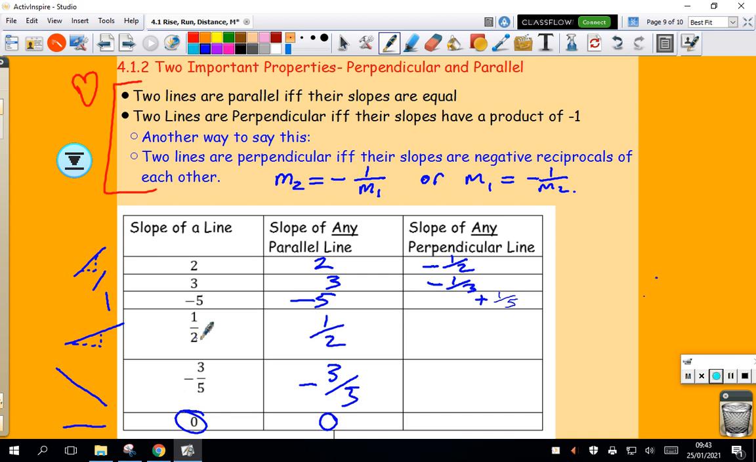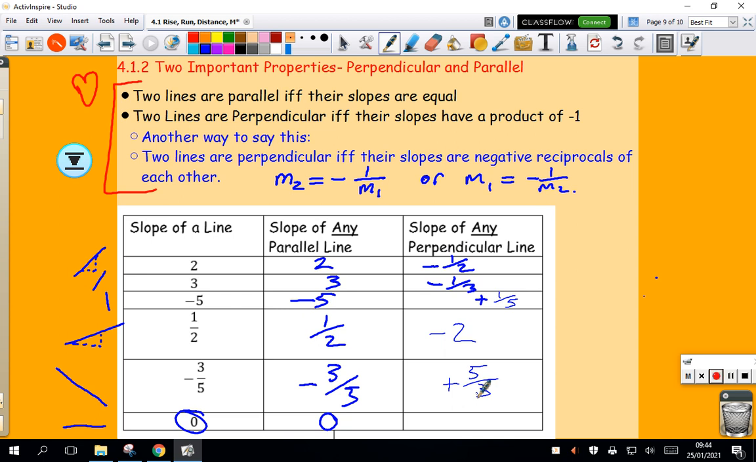If the slope of a line is 1/2, the slope of any perpendicular line will be negative 1 divided by 1/2, which will be negative 2. We just flip the fraction, change the sign. Flip 1 over 2, we get 2 over 1, which is 2. Change the sign to negative. If the slope of a line is negative 3/5, the slope of any perpendicular line, change the sign to positive, flip the fraction, is going to be 5/3. Okay?